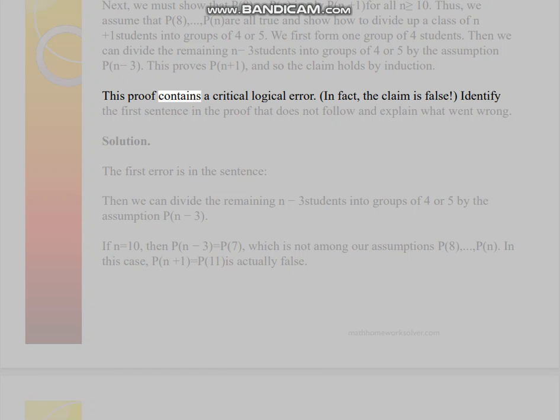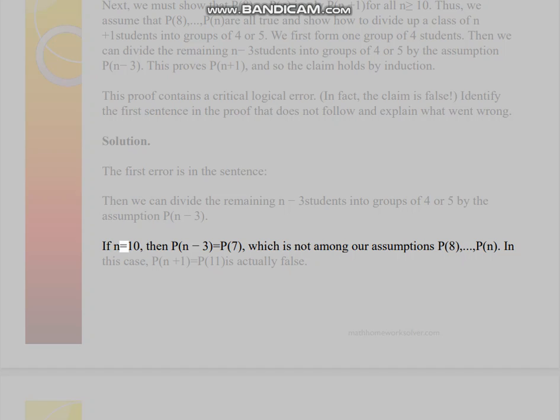This proof contains a critical logical error. In fact, the claim is false. Identify the first sentence in the proof that does not follow and explain what went wrong. Solution. The first error is in the sentence: Then we can divide the remaining n minus 3 students into groups of 4 or 5 by the assumption P(n-3).